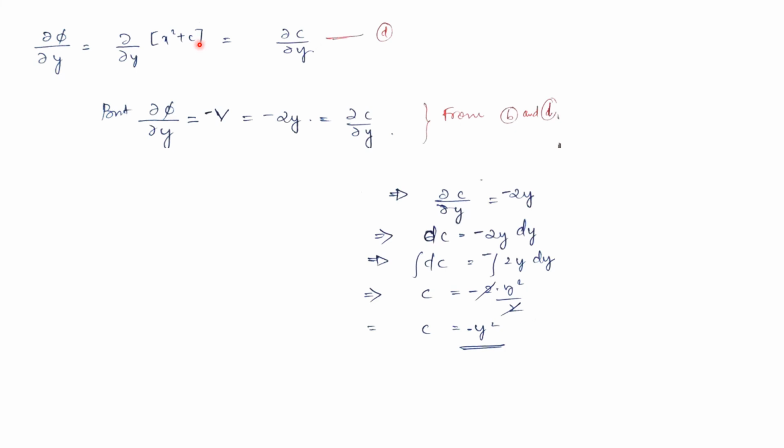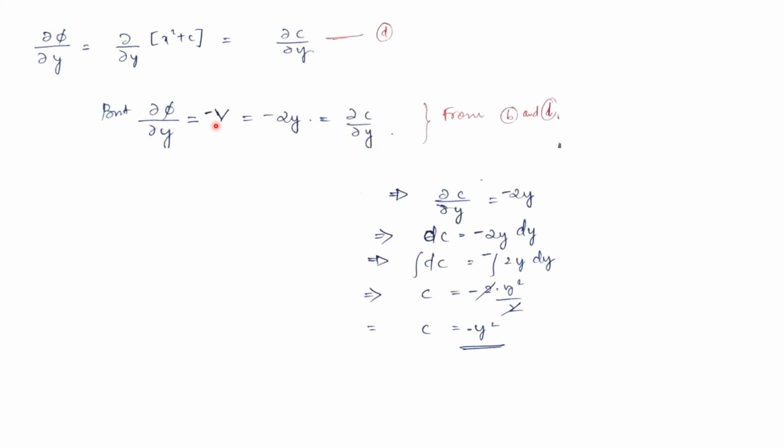But for this constant term, we do not know what the value is. So maybe it can be something related to x, or something related to y. So dou phi by dou y is equal to the differential of x square with respect to y, which would be 0. So what is remaining? Dou psi by dou y. How can we represent the potential function? Dou psi by dou y is equal to minus v, that is minus 2y. We already know the value of v. Minus v is 2y.